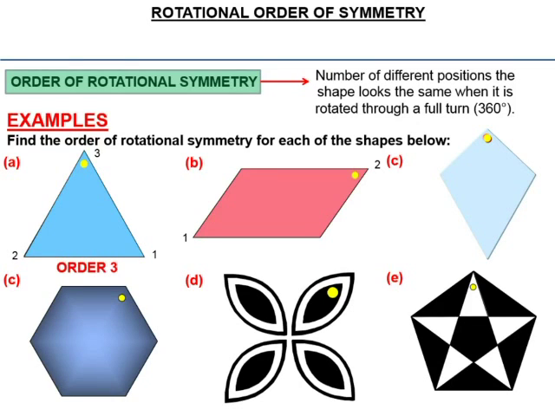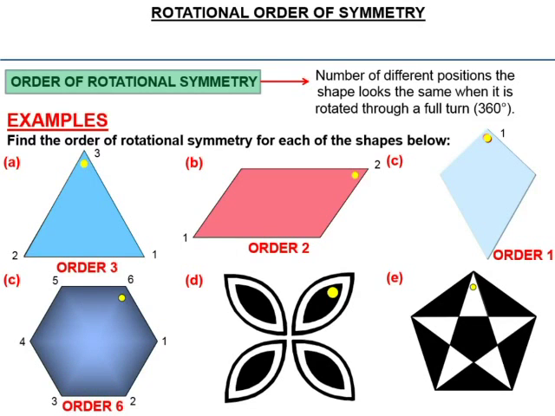So any shape has a minimum of an order of 1 for rotational symmetry, okay? So with our kite, it will always map onto itself back at the start, so it has an order of 1. The next shape, anyone remember what it's called? Hexagon. Hexagon, 6. Right, so that's got an order of 6.